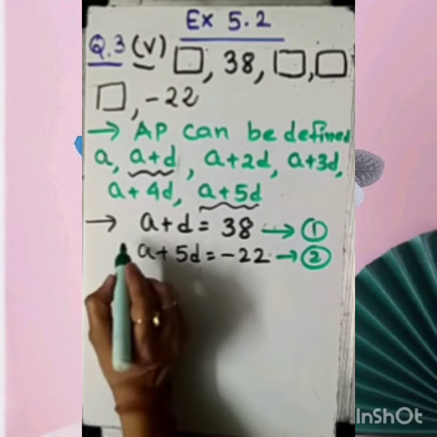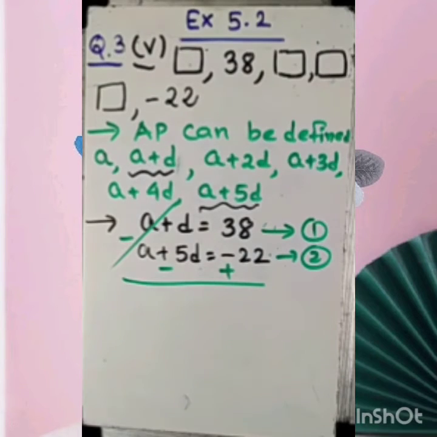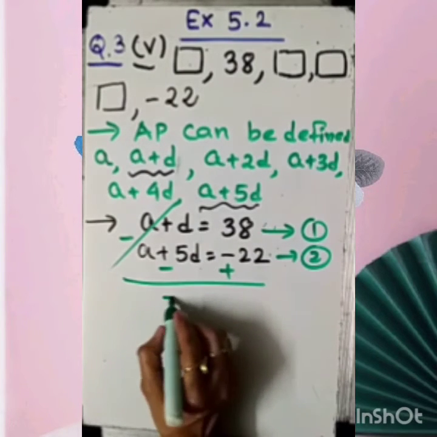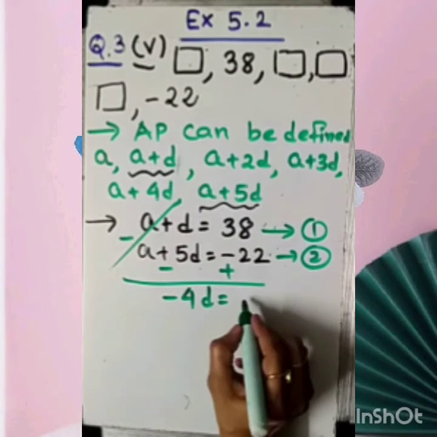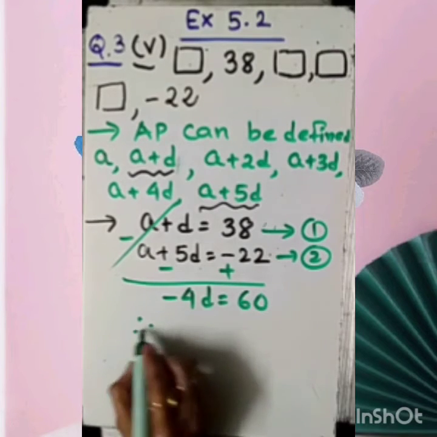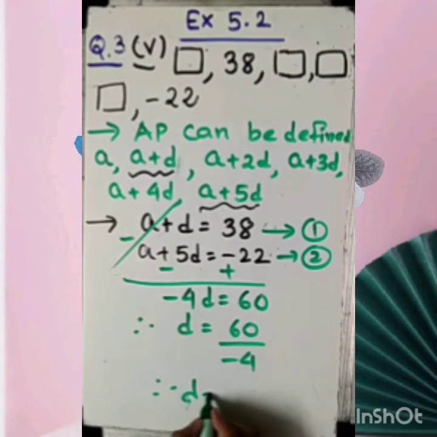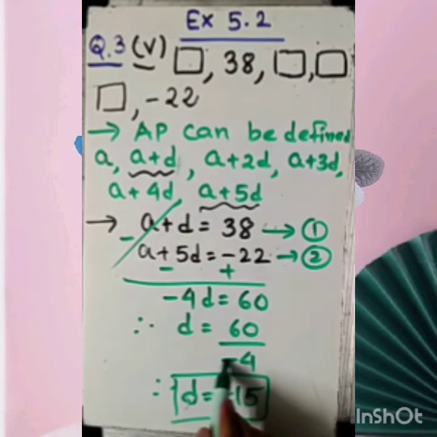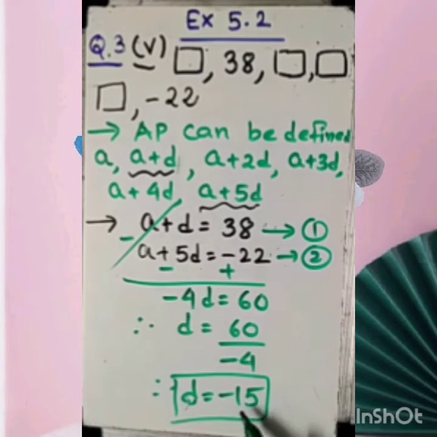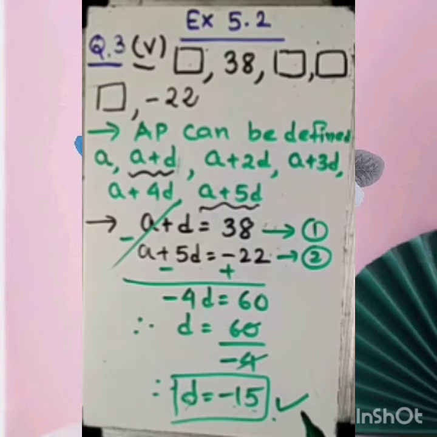So if I apply the elimination method, I need to subtract, the sign will be changed, and this will be cancelled. D minus 5D is minus 4D, and minus 40 plus 38 plus 22 gives the result 60. Therefore, D equals 60 divided by minus 4, so the value of D is minus 15, because of the one minus sign in the denominator. As we know, 15 times 4 is 60. So the value of D equals minus 15.